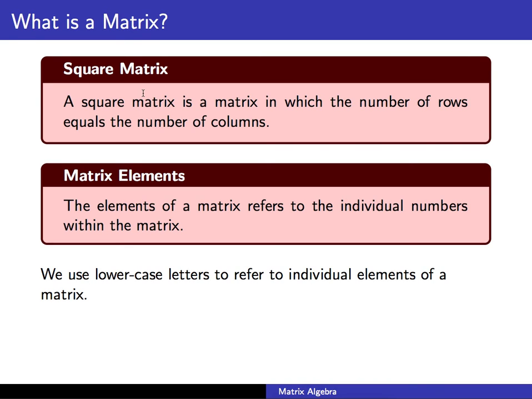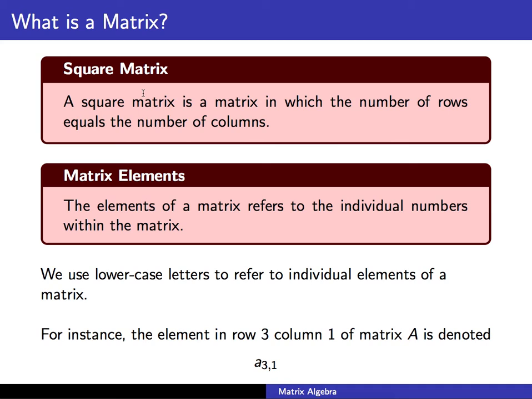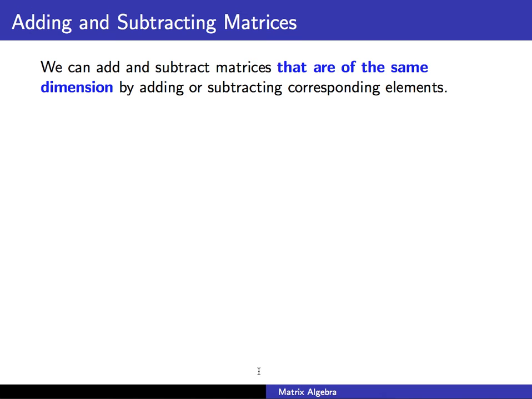And we use lowercase letters to refer to individual elements. So for instance, if we had matrix A, then the element in row 3, column 1 of matrix A is denoted lowercase a, so this is just a lowercase version of the matrix name, and then the first number is the row, followed by a comma, second number is the column. So this would be the element in row 3, column 1 of matrix A.